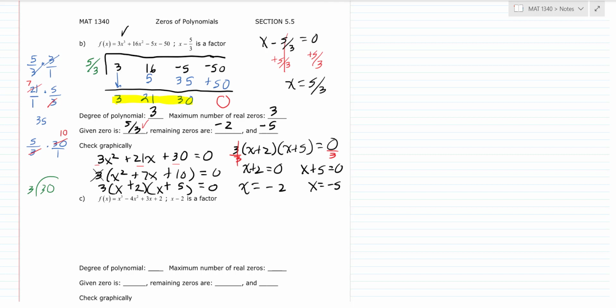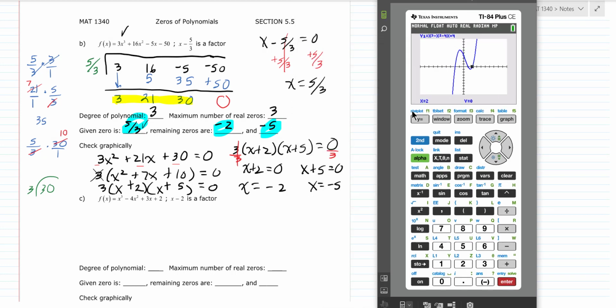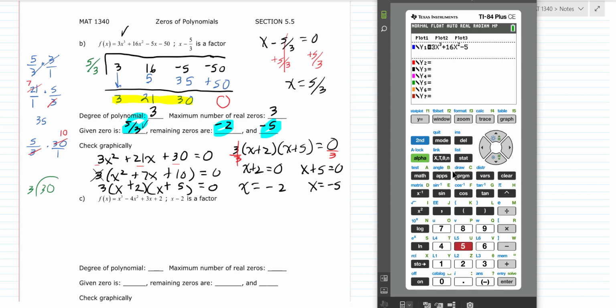I want to encourage you all to be really sharp about doing that so we can tell we're correct on this. So if you'll get your calculator out, let's put this in and see if we can use the calculator to tell that we have our 3 correct zeros. I'm going to put the original in, which is 3x to the third, plus 16x squared, minus 5x, and minus 50.